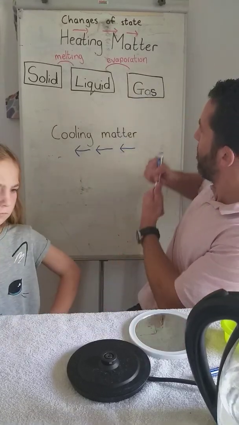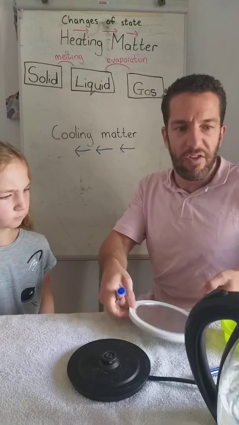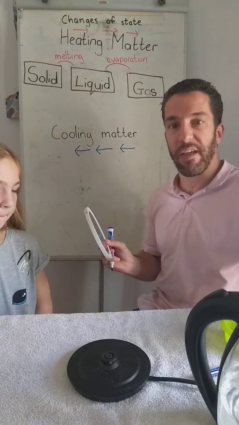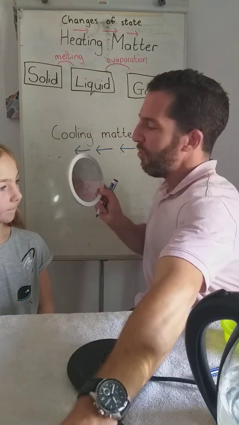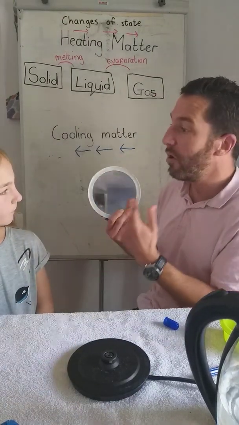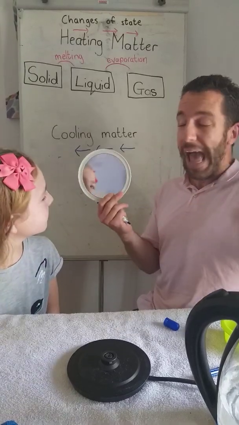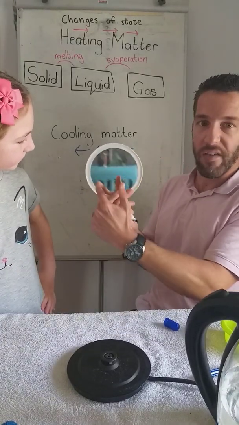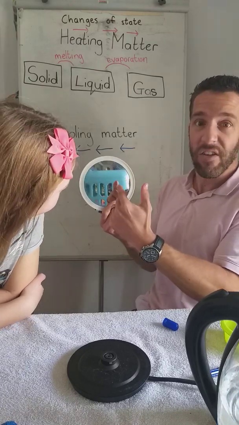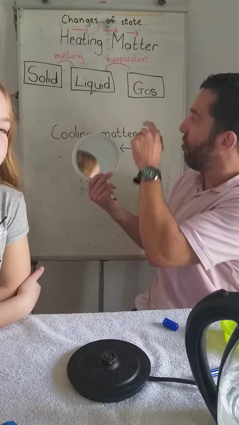That gas has now been cooled, because it's gone from where it was really, really hot coming out of the kettle, onto the surface of this mirror, which was a lot cooler. So when the gas landed on this surface, and it was very cool, that gas started to cool and it turned into a liquid.